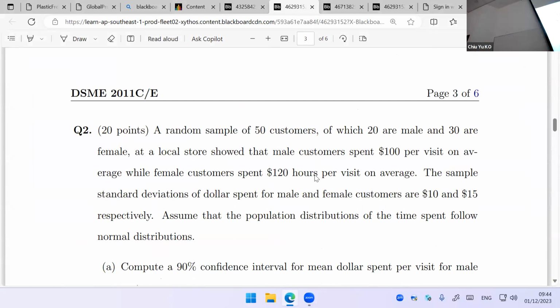Okay. Question 2 says I have a random sample of 50 customers, out of which 20 are male and 30 are female, up to 50. Okay. And male customers spend 100 on average, and female spend 120. And the sample standard deviation is 10 and 15. And assume everything follows normal.